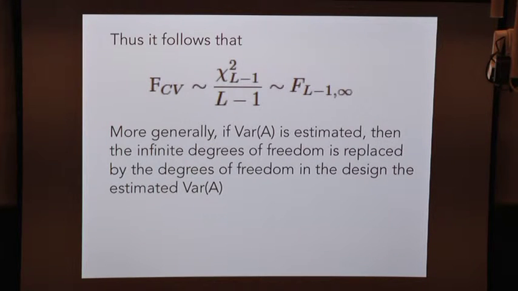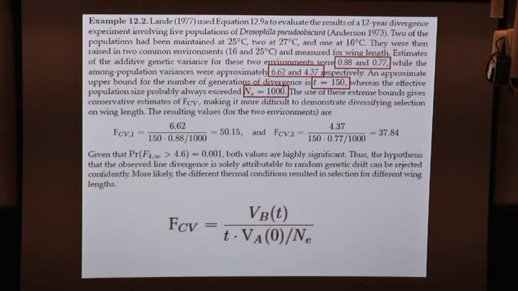The expected value depends upon something that's easy to get at, the additive variation. It also depends upon time and effective population size, more generally, and we'll get to that later. So here's an actual example from Lande's 1977 paper.